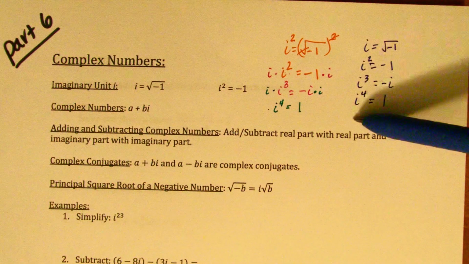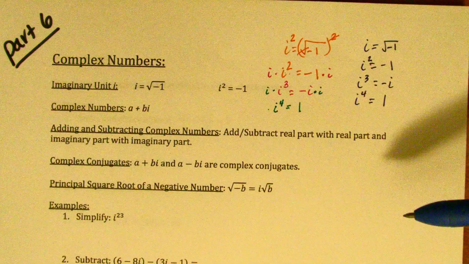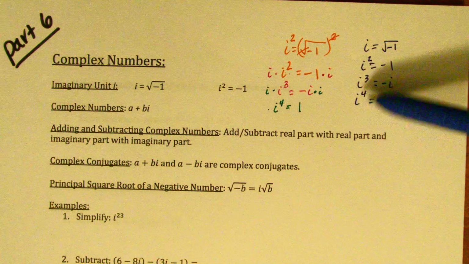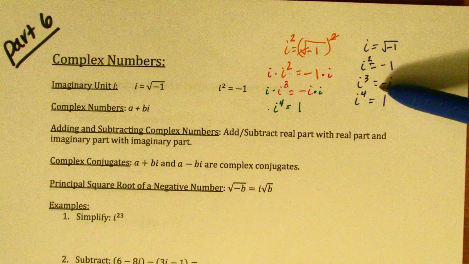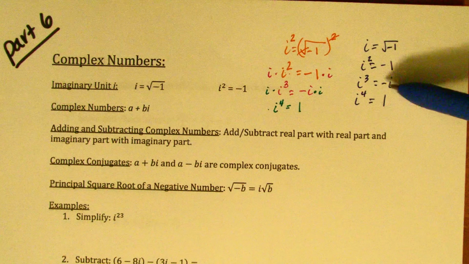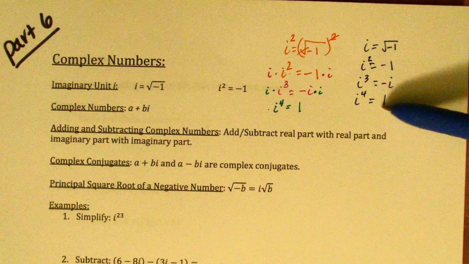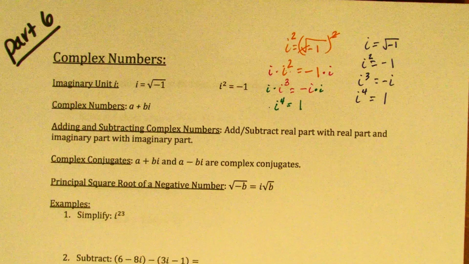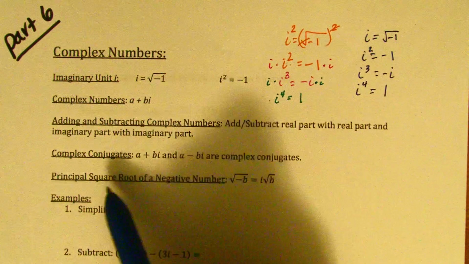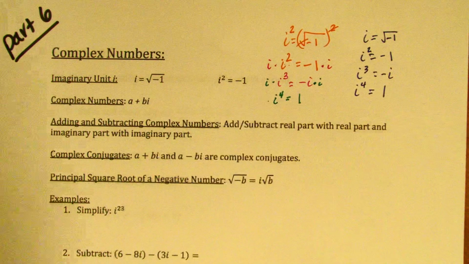So if I had i to the 5th power, it would be equal to i. If I had i to the 6th power, it would be equal to -1, and so on through the 7th power, 8th power, 9th power, 10, 11, 12, 13, 14, 15, 16. So we can use that property in evaluating i to higher powers.